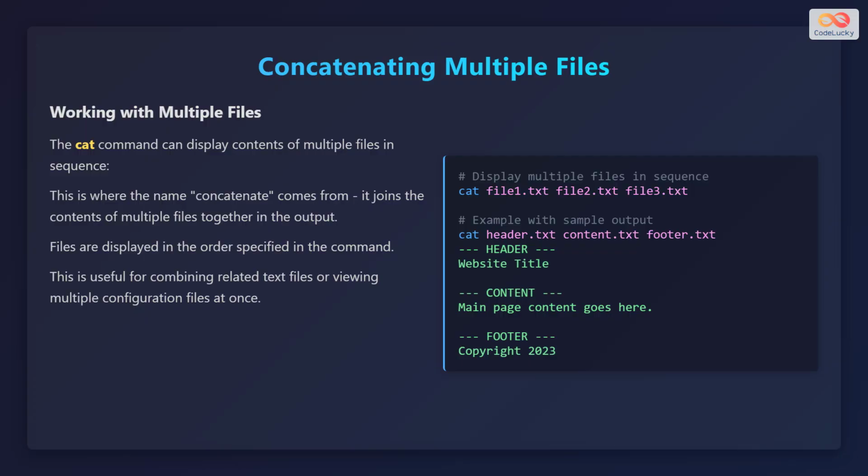For example, the command cat file1.txt file2.txt file3.txt will display all of the files in the terminal. Another example is cat header.txt content.txt footer.txt. The output will be something like this: header, website title, content, main page content goes here, footer, copyright 2023.